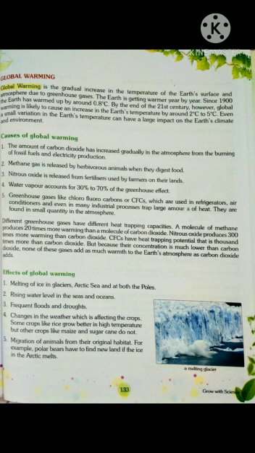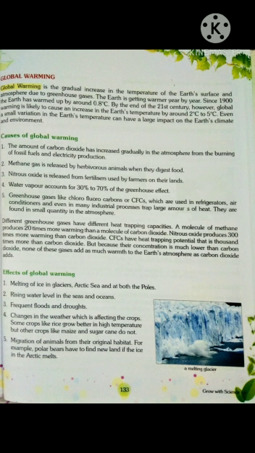Different greenhouse gases have different heat trapping capacities. A molecule of methane produces 20 times more warming than a molecule of carbon dioxide. Nitrous oxide produces 300 times more warming than carbon dioxide. CFCs have heat trapping potential that is 1000 times more than carbon dioxide. But because their concentration is much lower than carbon dioxide, none of these gases add as much warmth to the Earth's atmosphere as carbon dioxide adds.